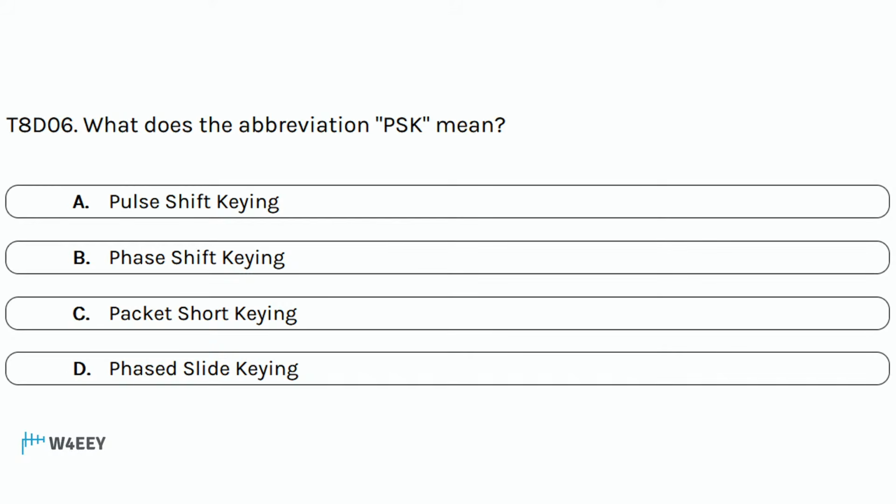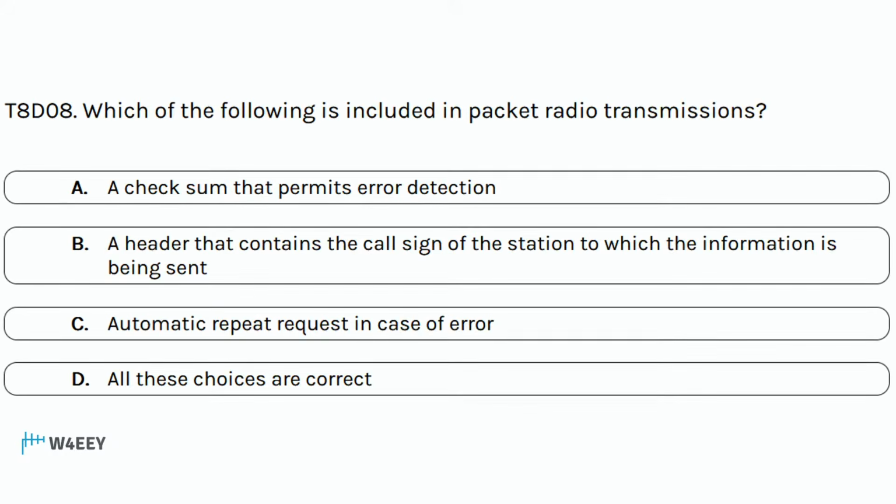So what does the abbreviation PSK mean? Bravo. Phase shift keying. And which of the following is included in packet radio transmissions? Read carefully. Delta. Yes, all of those are part of a packet radio transmission. A checksum that permits error detection, a header that contains the call sign of the station from which the information is being sent, and automatic repeat request in case of error. All of those choices.